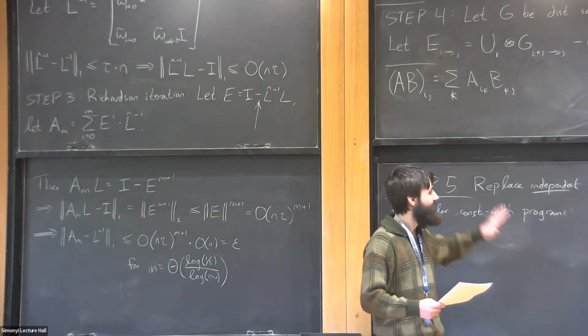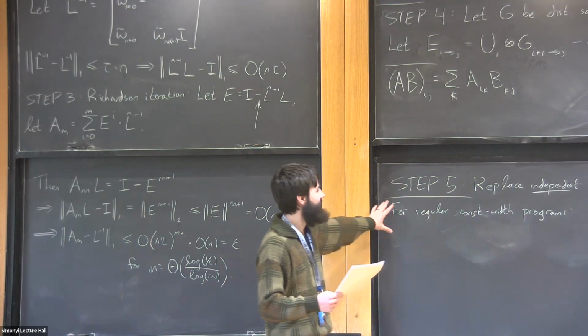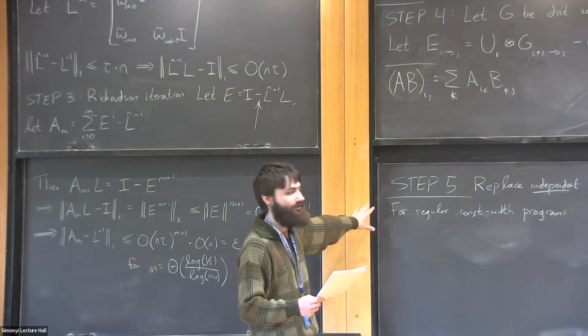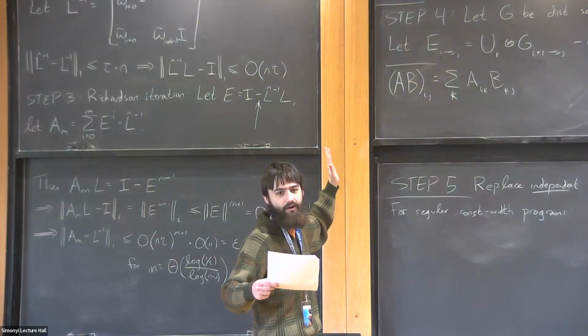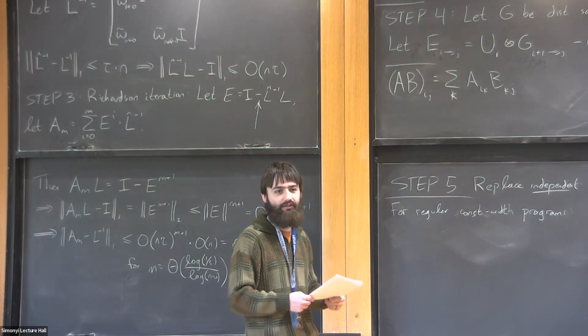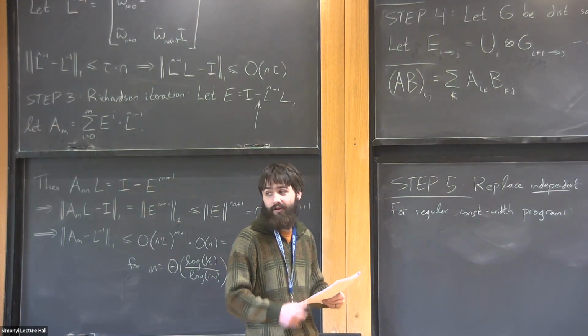All right. So now we'd like to talk about regular programs, and we'd like to pull off something similar. We want to do error reduction for regular programs so we can construct a low error weighted pseudorandom generator.